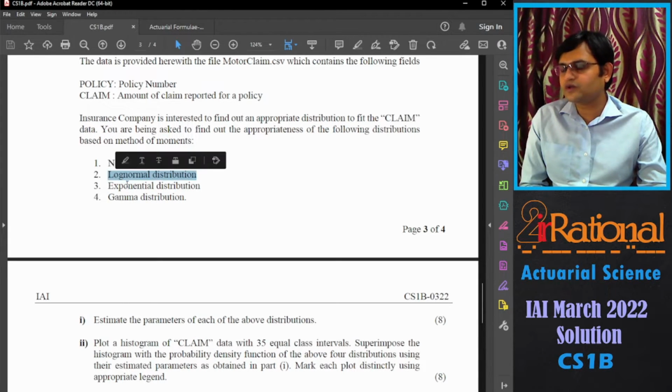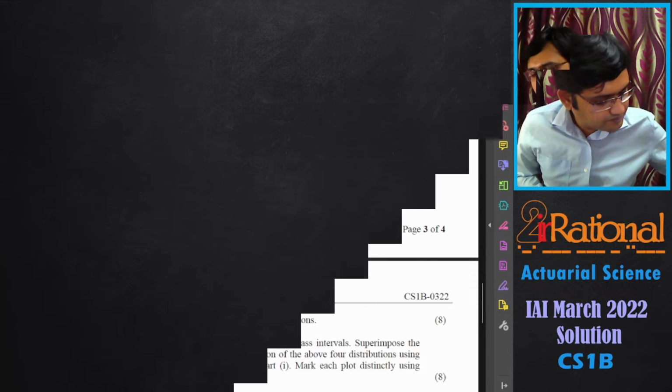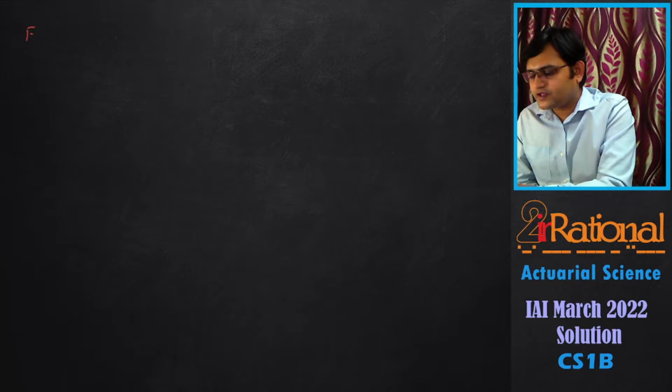But for log normal, at least I had to figure out what our MME is going to be. For our method of moments, we'll say our expected value must be equal to x bar. For log normal distribution, that would be e raised to mu plus half sigma square.